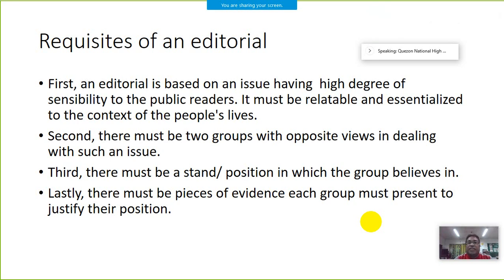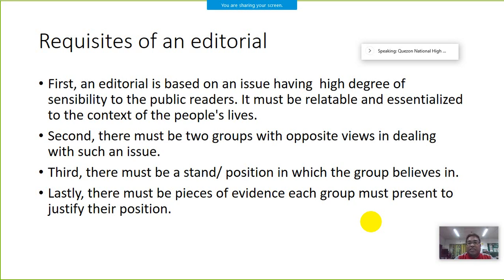So first, an editorial is based on an issue having high degree of sensibility. So it's not just an issue per se, it must have high degree of sensibility. So in other words, before we write an editorial, we have to determine whether the issue affects a lot of people, because there are issues that really do not matter to people. So it must be an issue which affects the majority of people.